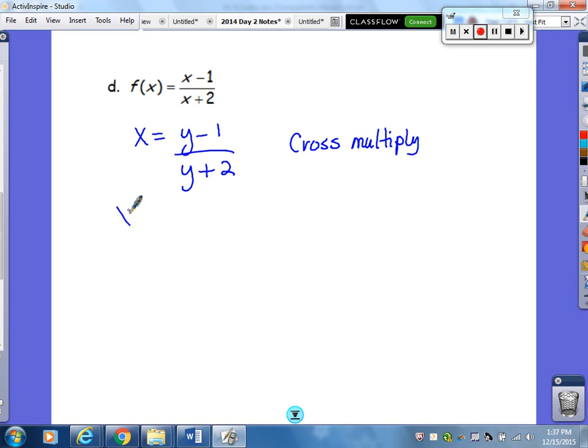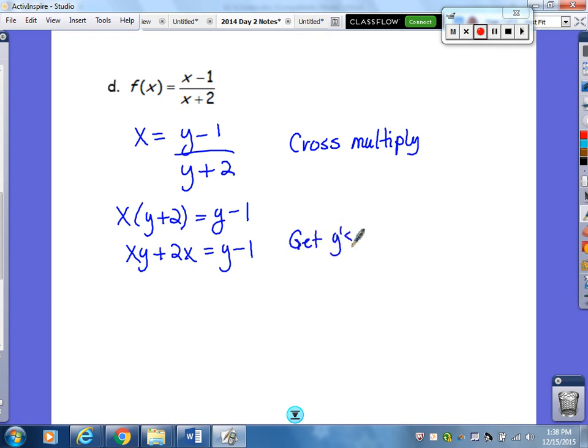So this is going to become x times y plus 2 equals y minus 1. All right, distribute: xy plus 2x equals y minus 1. Now remember, I'm solving for y. So my next step is I want to get y's to the same side. Write down these notes, because when you come back and look at something, when you have a question, you have something to look back at. So that means I'm going to subtract y, and I'm also going to subtract 2x. I get my y's on one side and my non-y's on the other side.